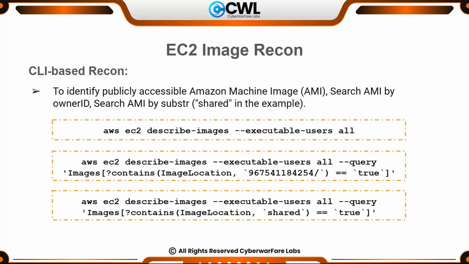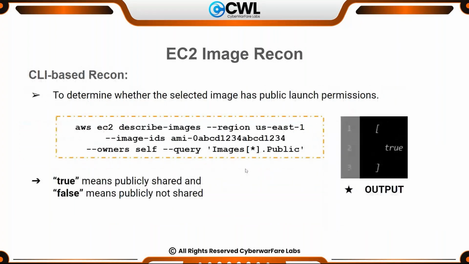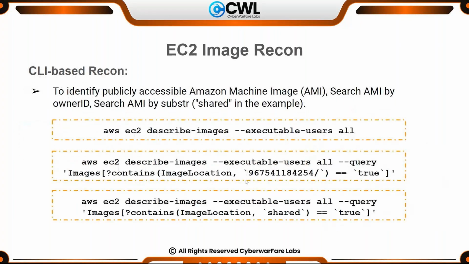We have a second query, which provides the same result, but here we are narrowing our search by specifying the owner ID. So here you have to mention the owner ID. And the dash query option selects only the images where the image location contains the specified Amazon account ID here.